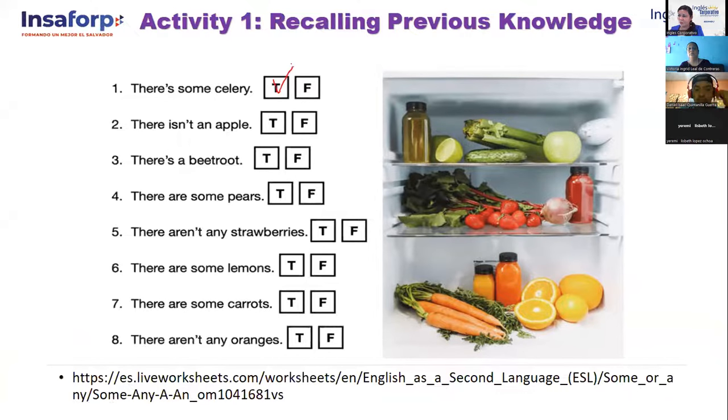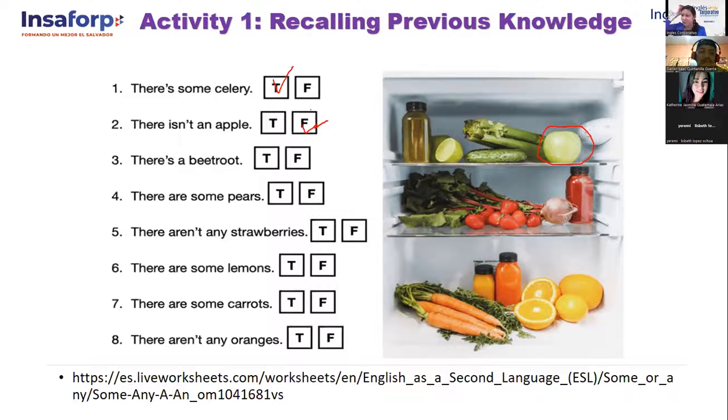There isn't an apple. False. Do you see an apple? It's false because there is an apple here. Yeah, I was looking also for a red apple, but it's a green apple. So it's false because there is an apple. Green, but there is an apple.